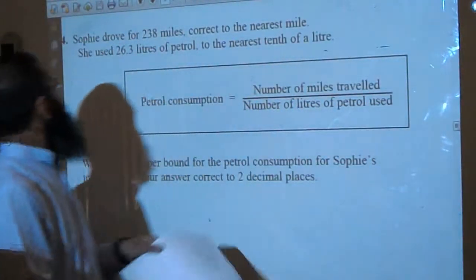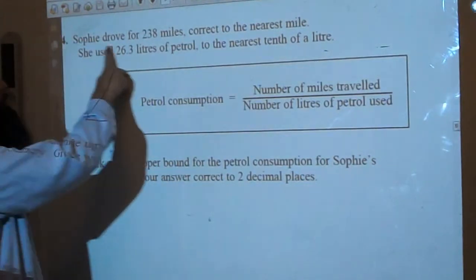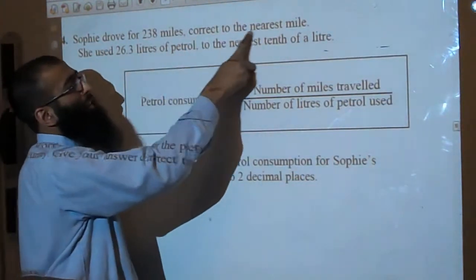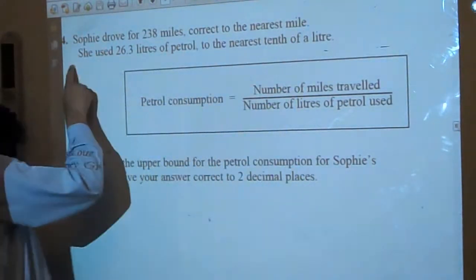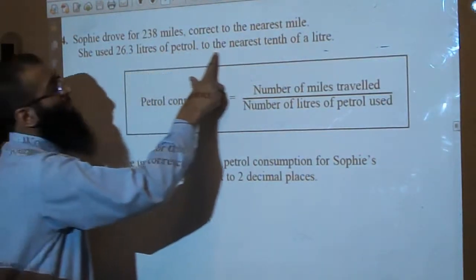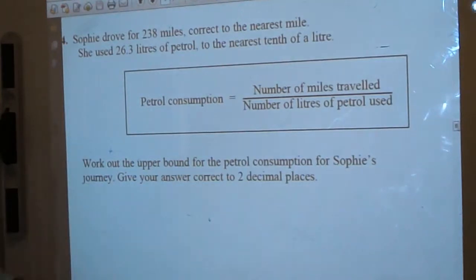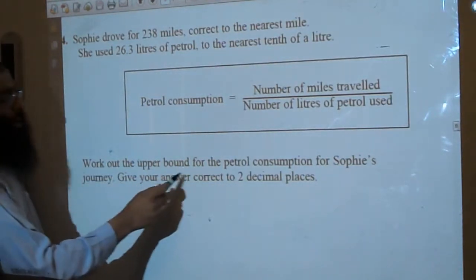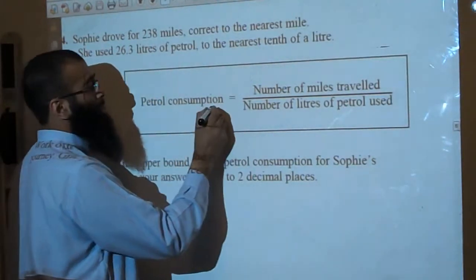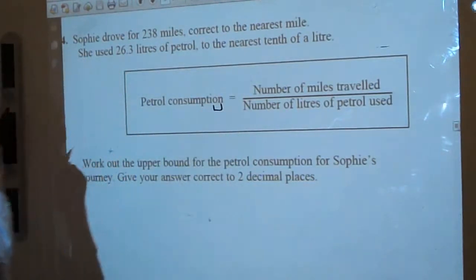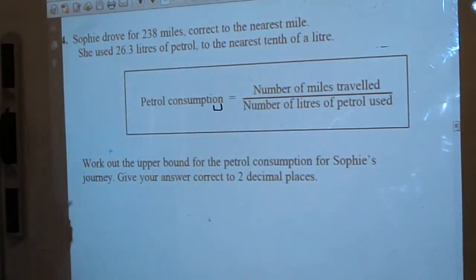Right. Question number 4. Sophie drove for 203 miles correct to the nearest mile. She used 26.3 litres of petrol to the nearest tenth of a litre. Work out the upper bound for the petrol consumption for Sophie's journey. Give your answer correct to 2 decimal places. Okay, Mr. Hamza at the back.